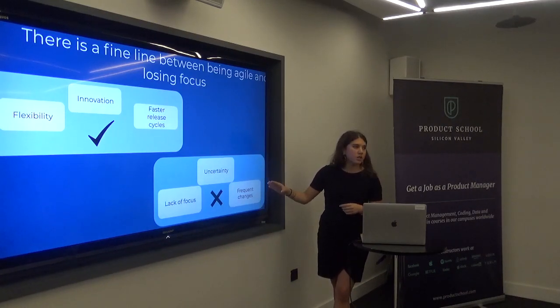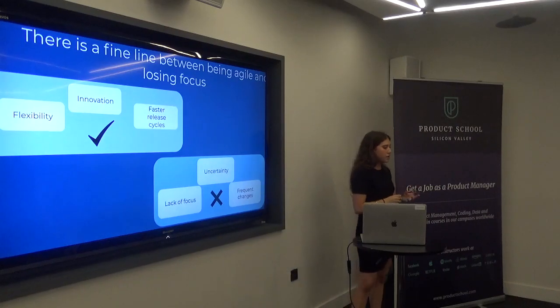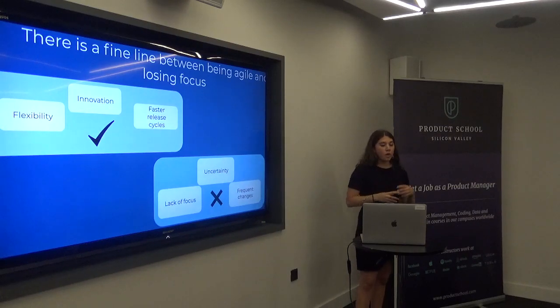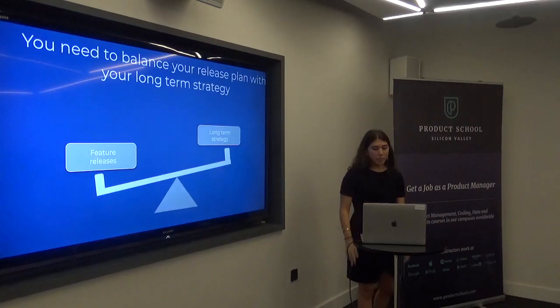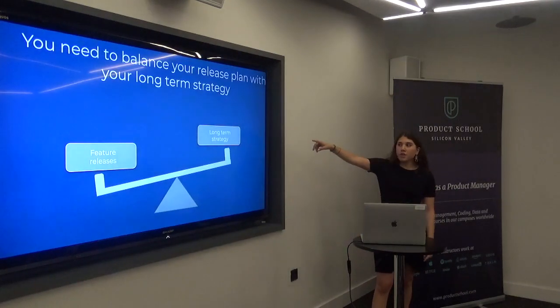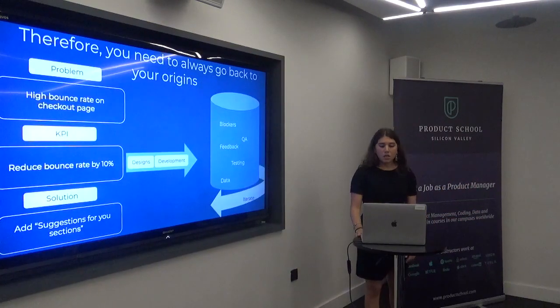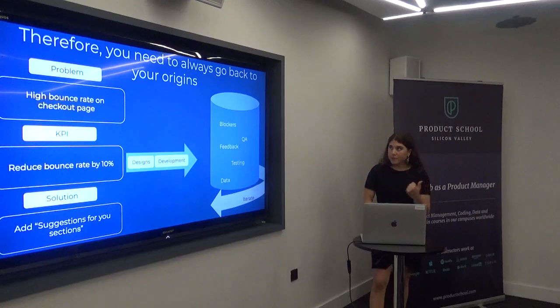uncertainty, and frequent changes. And again, this is kind of your role as a PM to make sure that you're balancing the long term and the short term, and you're balancing the changes that may happen within your sprint cycles with kind of what your end goal is. So long-term strategy, feature releases, kind of that balance. It's really important to maintain that. And how do you do that?